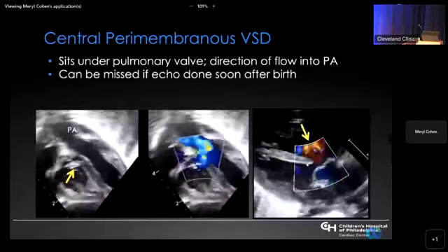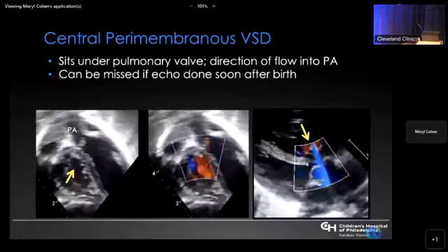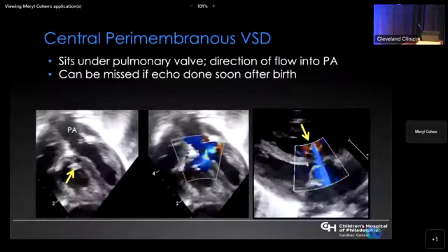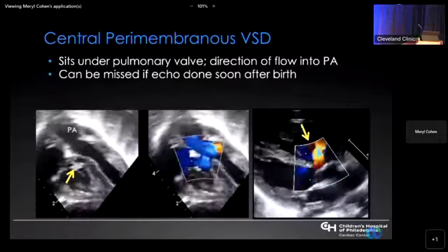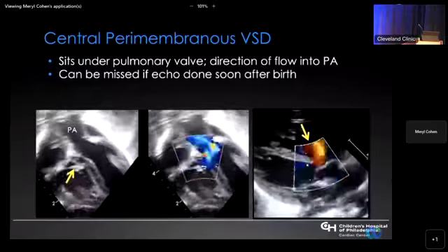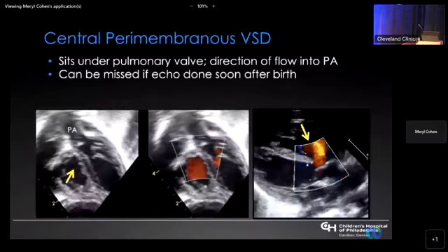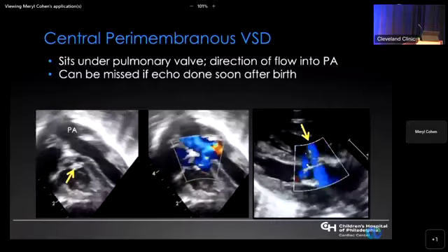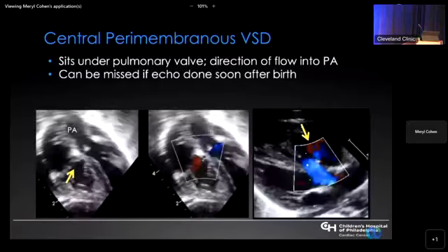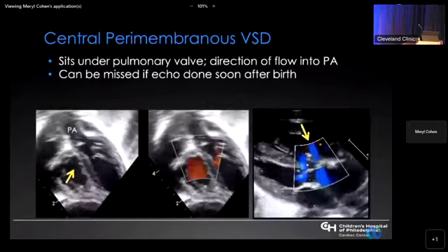I think one of the most important things to say about this type of defect is that now that we do prenatal diagnosis in the majority of our patients, these defects can be easily missed because we tend to do our echocardiogram immediately after birth, within the first hour or two, particularly if the patient is cyanotic and may need a balloon atrial septostomy. And so the pulmonary vascular resistance is high in that situation. And so these defects may not shunt, and you may not see them very well.